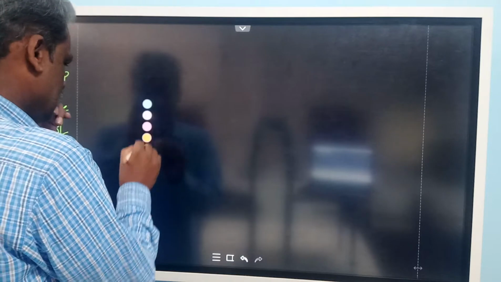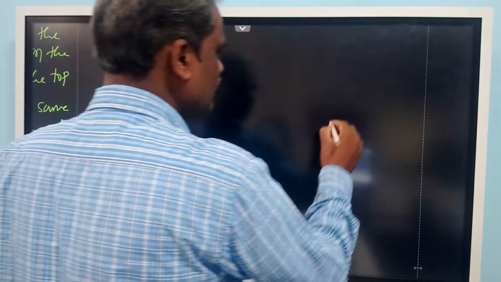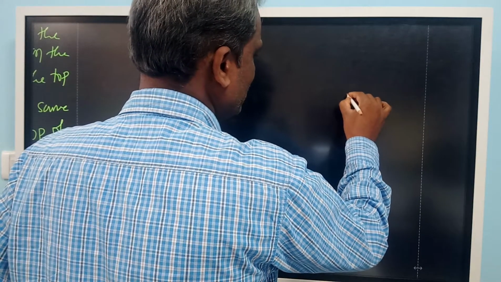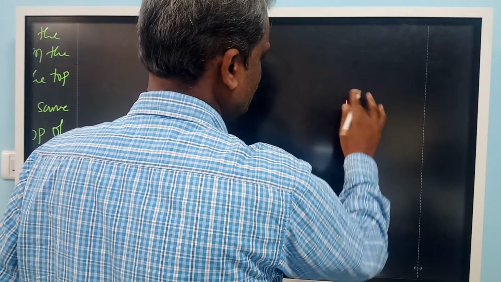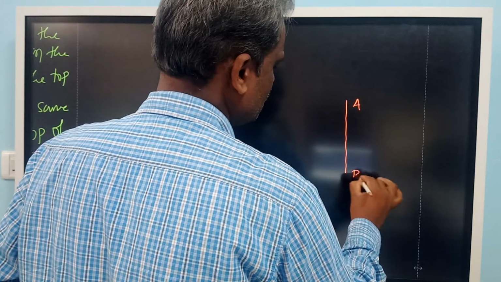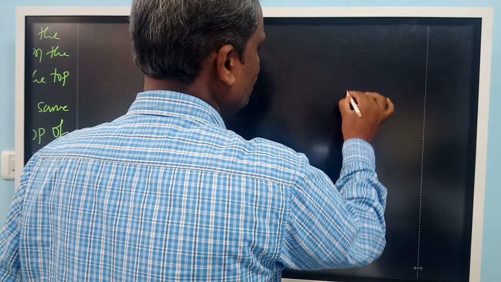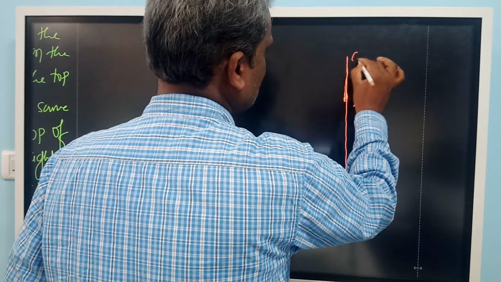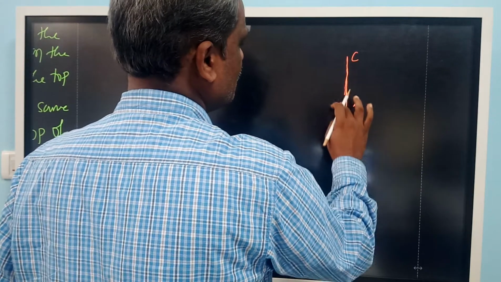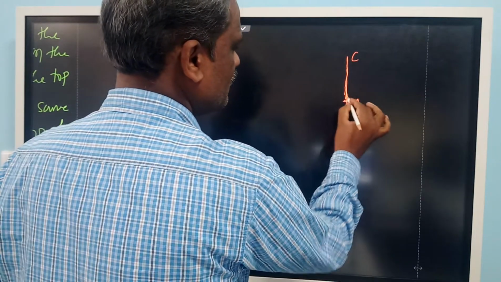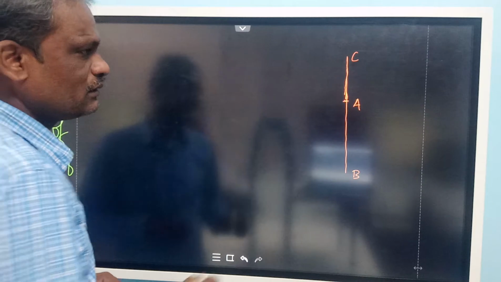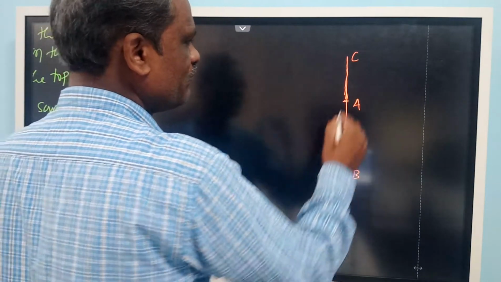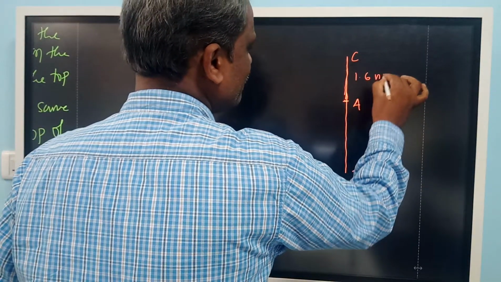Now you can draw one. Let us take this as a pedestal. AB is equal to the height of the pedestal. Then from there a statue, you can call it AC. AB is the height of the pedestal. AC is the height of the statue, it is 1.6 meter.